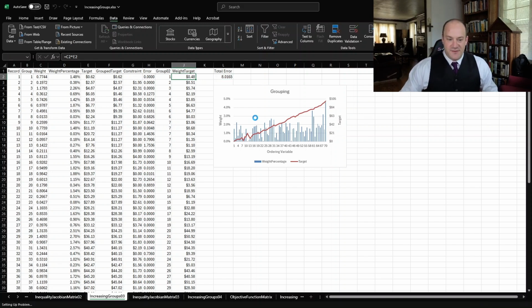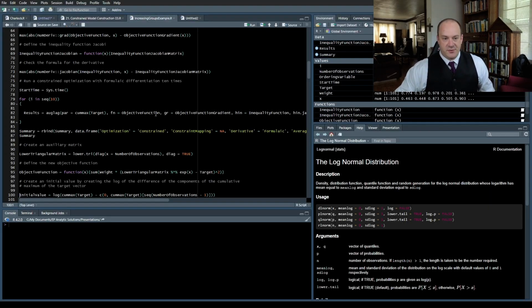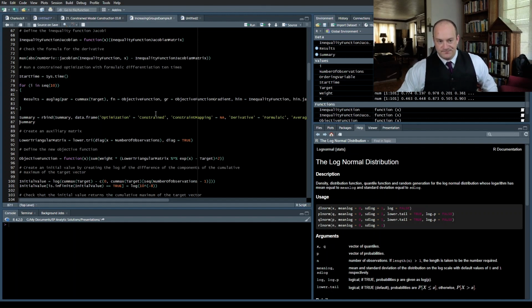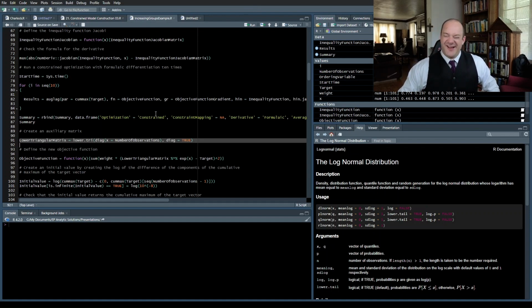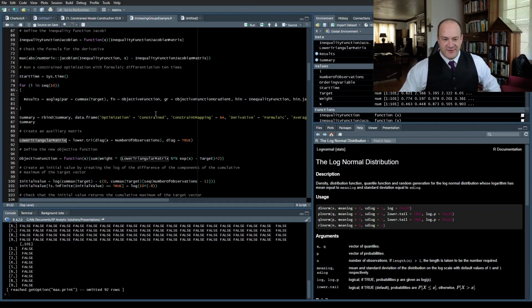We'll encourage Solver to try just a little bit harder. Let's see if we can get that total error down a little bit. We're going to let him go about his business, and we will go back now to R now that we know how we want to represent things. In R, now that we know that we want a lower triangular matrix, create one of those. That's what we have right here. It says create auxiliary matrix. There's our lower triangular matrix. Looks just like this.